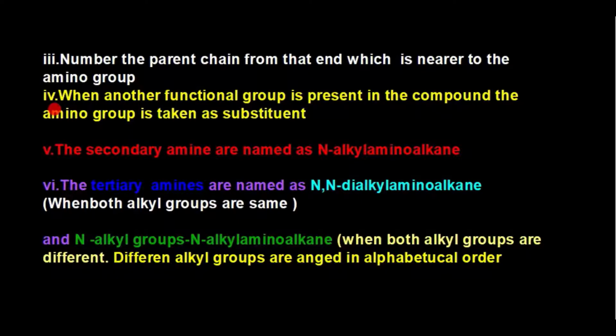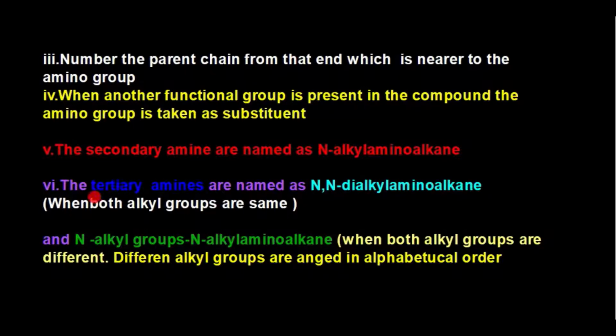Then the next rule: when another functional group is present in the compound, the amino group is taken as a substituent. Then the next rule, the secondary amines are named as N-alkyl amino alkane. It means first of all we will write N, then we will write the name of the alkyl part, right? Then amino alkane. N-alkyl amino alkane for secondary amines.